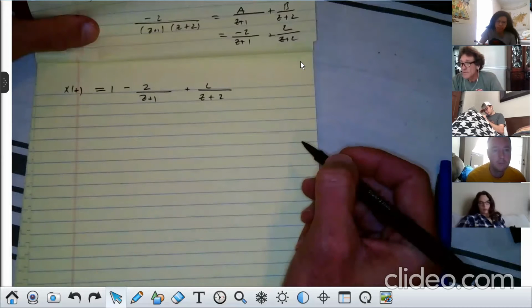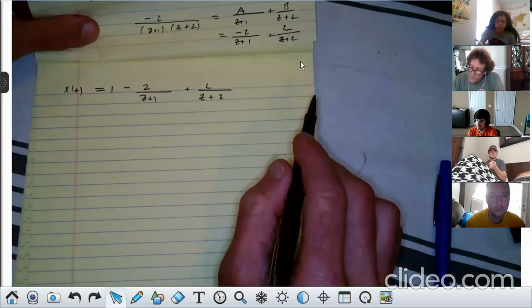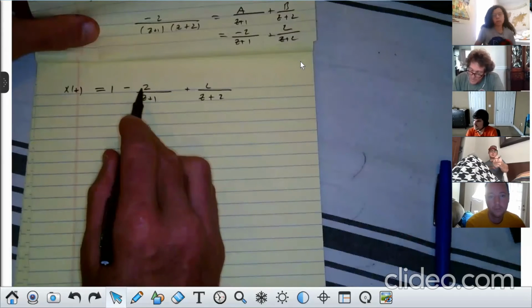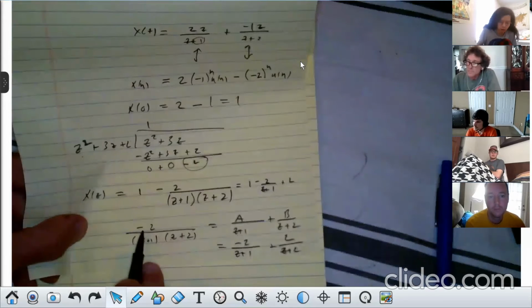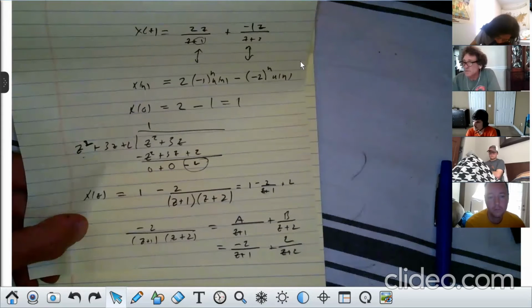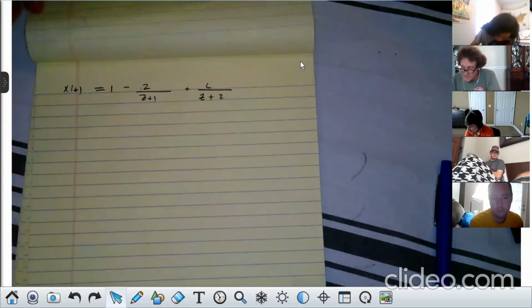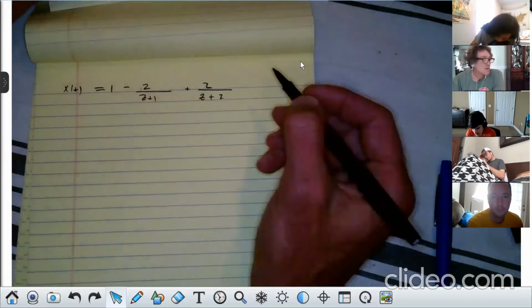Y'all agree with that, guys? Why would the negative not distribute? Because the negative was already in the partial fraction expansion. It's right there. It just got carried over. Y'all see this? So that's what it goes to. Do you all agree with that? And that's a 2, right?